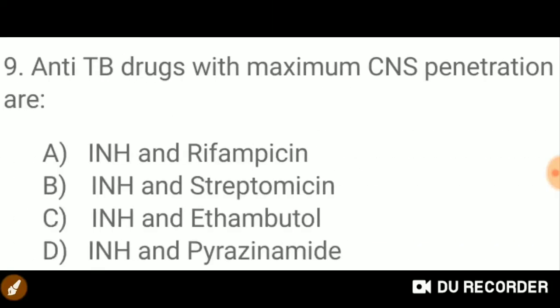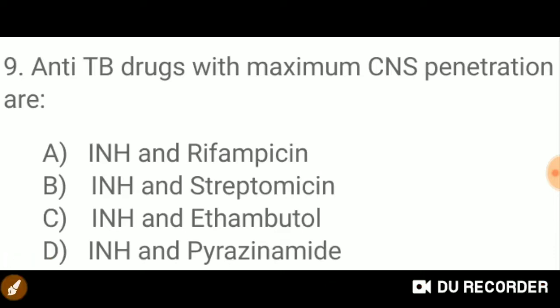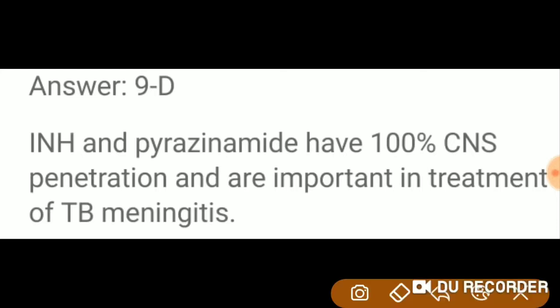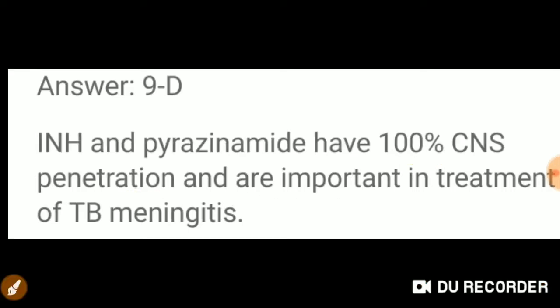Now, the anti-tubercular drugs with maximum CNS penetration are isoniazid and pyrazinamide. Isoniazid and pyrazinamide have 100% CNS penetration and are important in the treatment of tubercular meningitis.